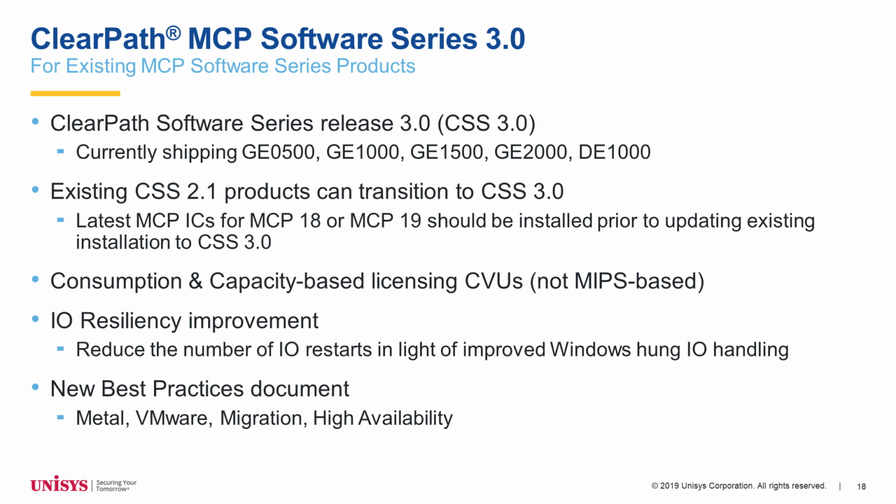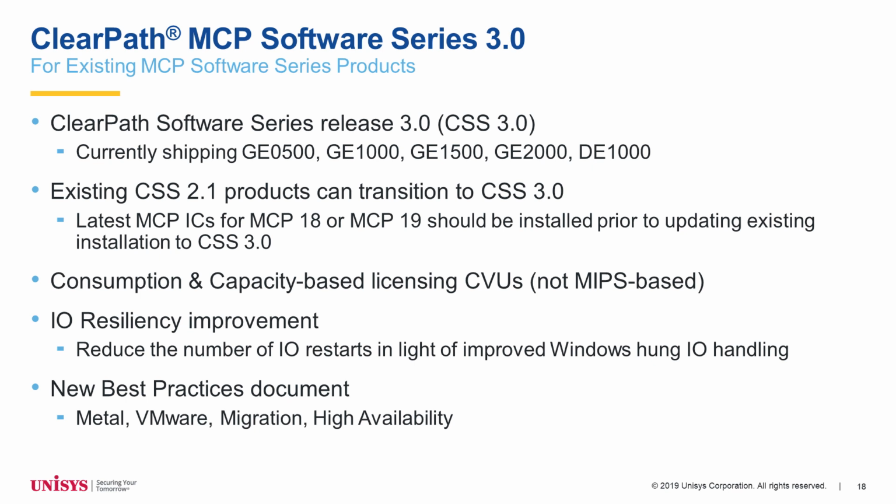So we've released 3.0, and we've released it on all of our software series products, so our bronze, our silver, gold, and our developer studio. And with 3.0, you can take an existing CSS 2.1 and transition it to 3.0. But you would need to load the latest MCP ICs for either MCP 18 or 19 prior to doing the firmware update to CSS 3.0. We're again supporting the consumption and capacity-based licensing options, and this is for Platinum specifically, as well as our Team Edition for Dev Studio and our Gold Edition for Software Series.